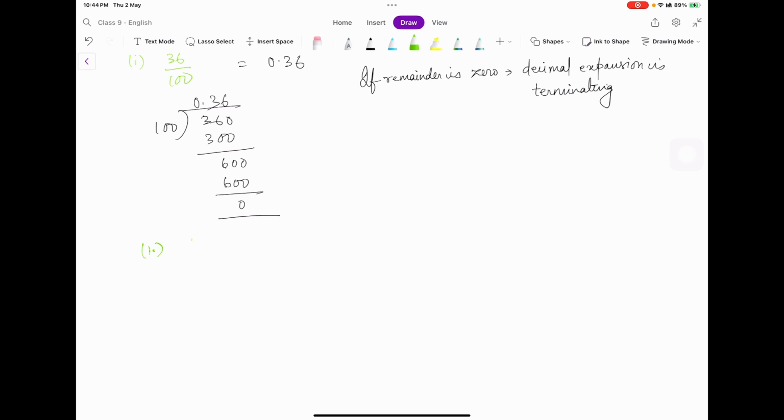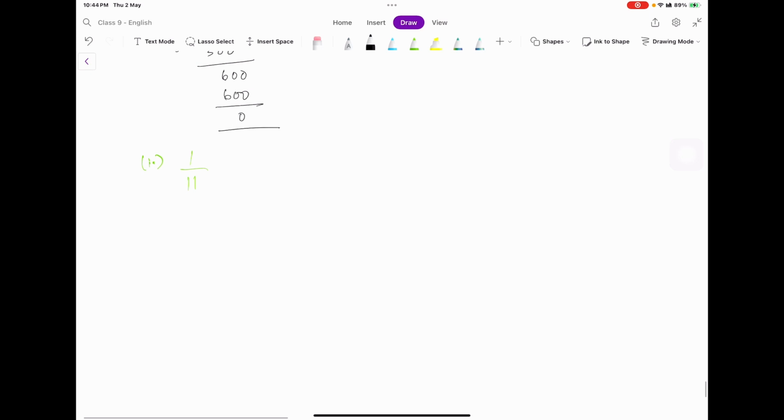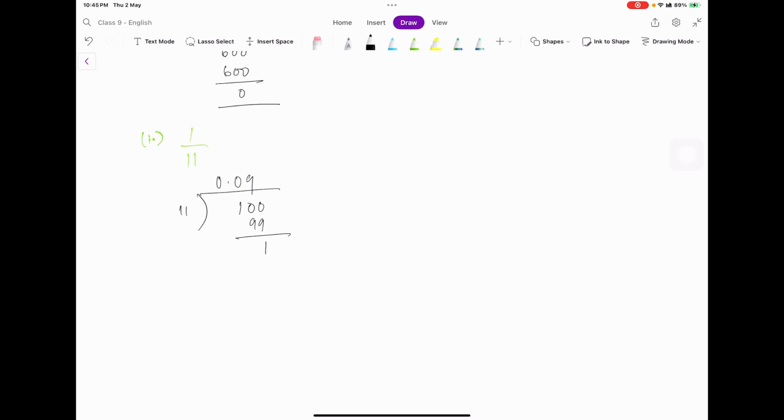Then the second question is 1 by 11. Okay, 1 by 11. So it will not go, 1 is not getting divided. So one more 0, 100, then 9, 99. Again the remainder is 1. So this thing will keep on repeating. 99, 09, 1. So the remainder 1 is repeating, or the quotient is repeating. So it is non-terminating recurring.